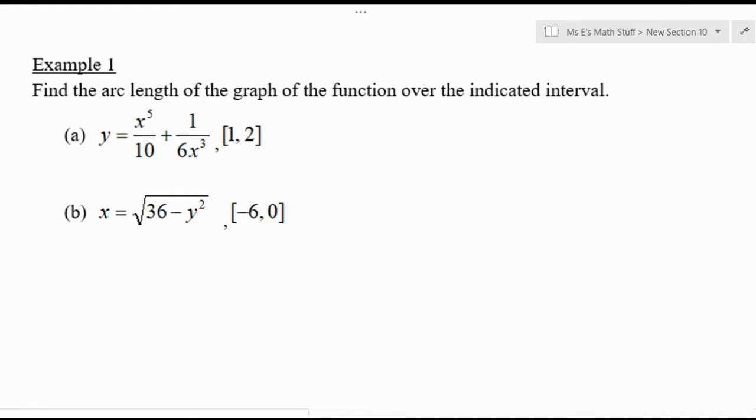So for part A, first let's figure out what dy dx is. Let's see, taking the derivative, not the antiderivative. So we get x to the fourth over 2. Now a note here, just to keep us from doing anything crazy, this is the same as 1/6 times x to the negative 3. So the derivative there would be negative 1/2, and then x to the negative 4, essentially.